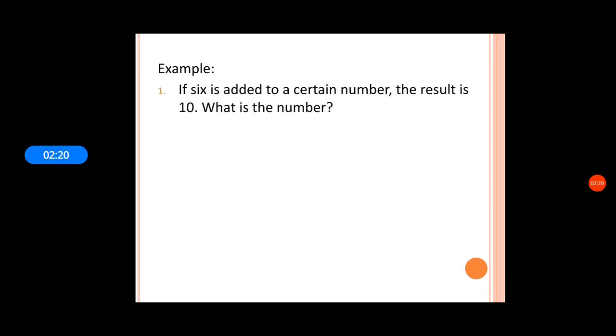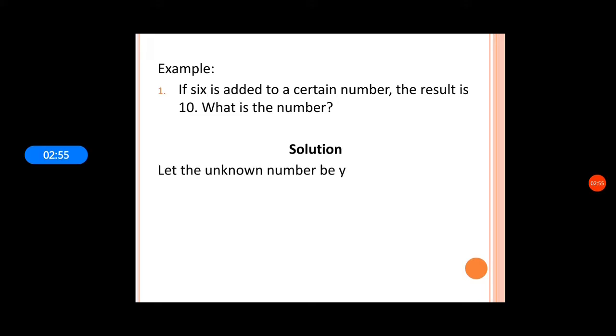Example 1. If 6 is added to a certain number, the result is 10. What is the number? From here, I can deduce that 6 is added to a number. The number is unknown. And when 6 is added to the number, the result is 10. I am asked to look for the number. So I have followed the first step by reading the question. Now let me try to solve the problem by following the remaining 3 steps.